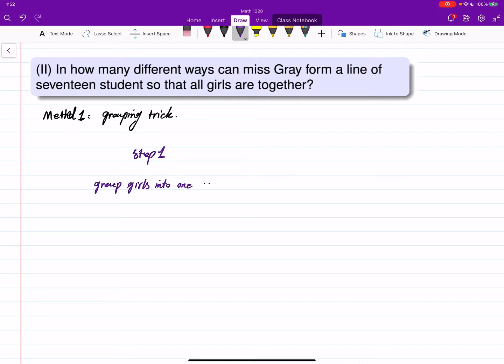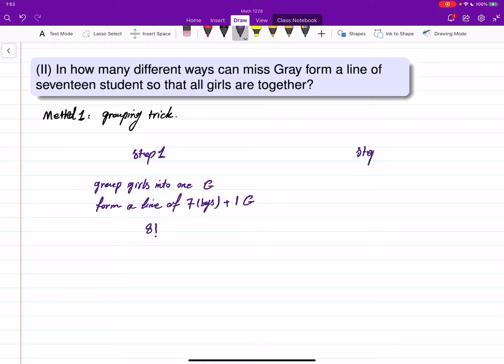Let me call it 1G. Now you have 7 boys, and you add this group G as one person to this group of 7. So form a line of 7 boys and 1G. That 1G itself has 10 students in it, but forget what is inside that. So we have 7 boys and 1G, basically 8 objects, and we are forming a line out of them. But we are not done. We have not said what the order of the girls in this group is.